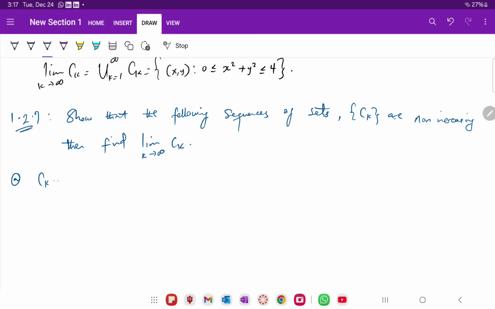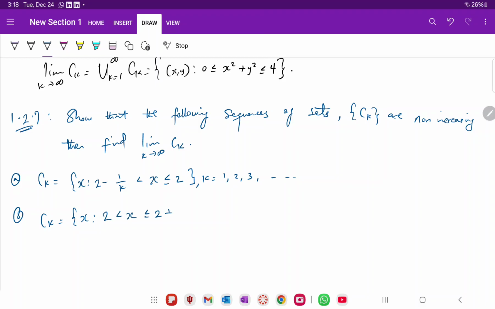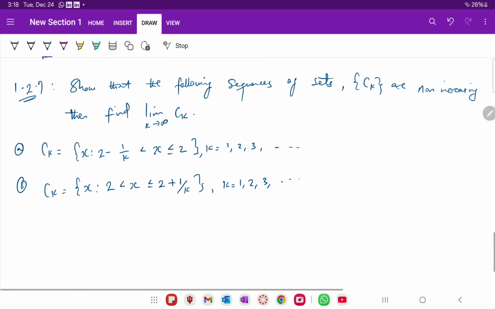Here for part a we have Ck equals x such that 2 minus 1 over k is less than x less than or equal to 2, with k equals 1, 2, 3. After that we have part b, Ck equals x such that 2 is less than x less than or equal to 2 plus 1 over k, with k equals 1, 2, 3.